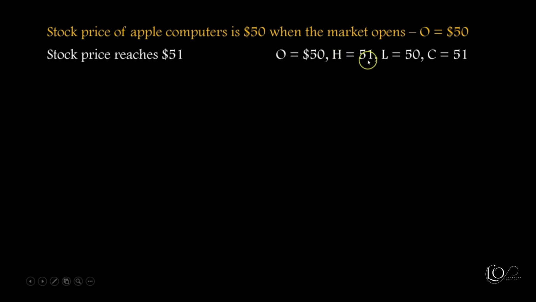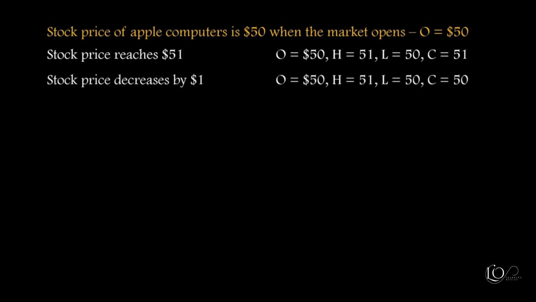Therefore, H is 51, and the low is the same as the opening price of 50. So don't worry too much about this. Once we go through a number of examples, you'll see exactly how to change the OHLC values. Let's take the next one.